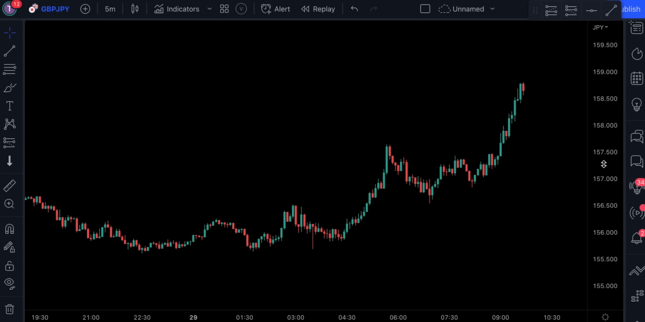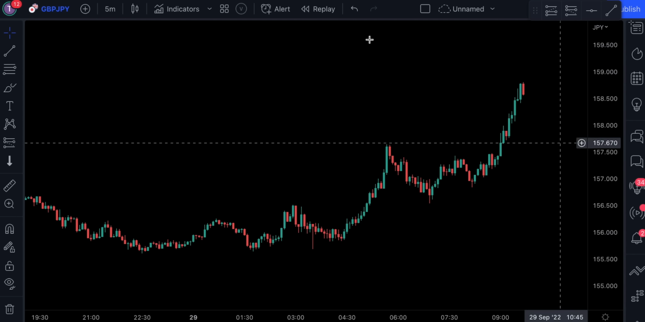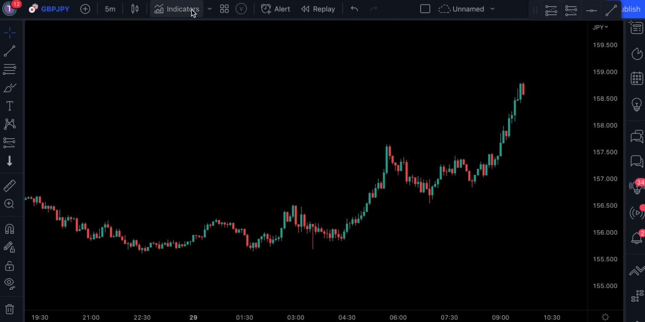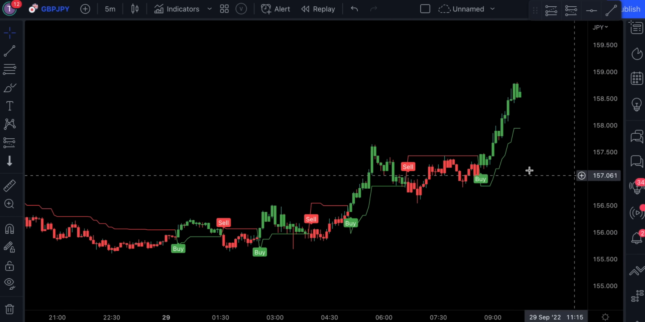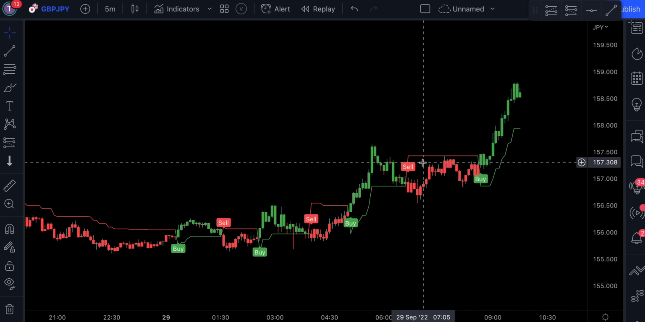So, in the third place, we've got a really simple yet highly effective indicator that's called the UT bot. You can add it to the chart by clicking the indicators box and typing in UT bot. And the indicator you're looking for is this one right here by Yo Adrian. As we can see, it's really easy to follow the signals given by this indicator.